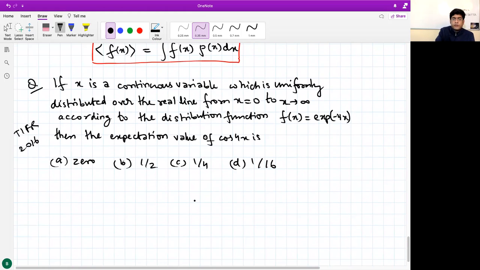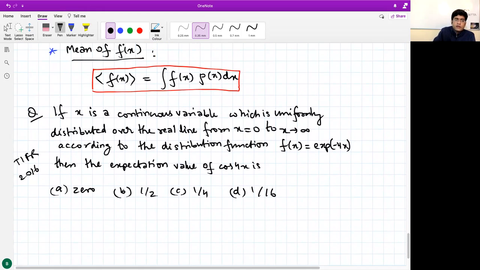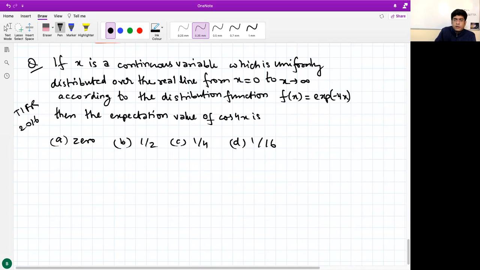So what they are asking now, we have to first make sure. Now this rho is also known as a distribution function. This probability density is also known by the other name, distribution function. In this case, the variable is from 0 to infinity, and it is a continuous variable, and the distribution function is this.